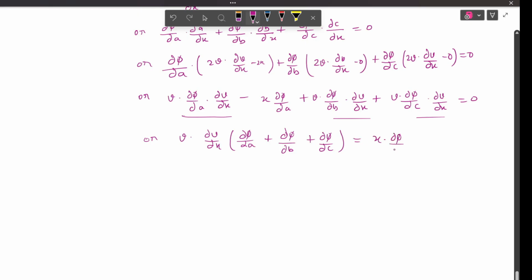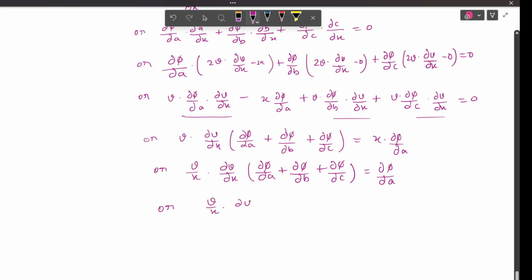This is x into ∂φ/∂a. Now v/x into ∂v/∂x would be ∂φ/∂a divided by (∂φ/∂a plus ∂φ/∂b plus ∂φ/∂c).